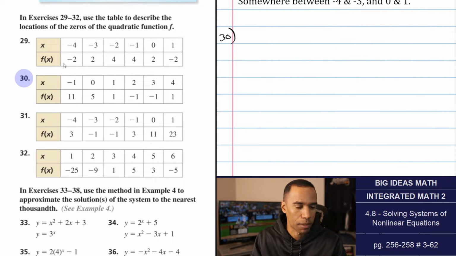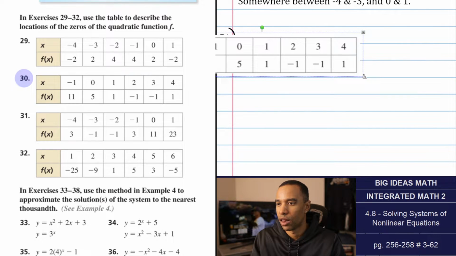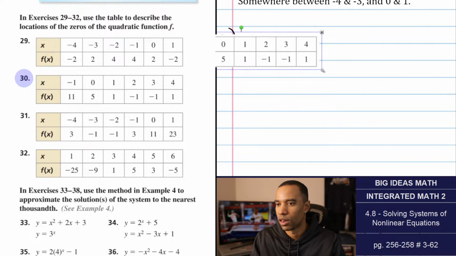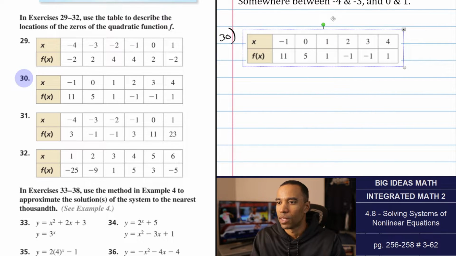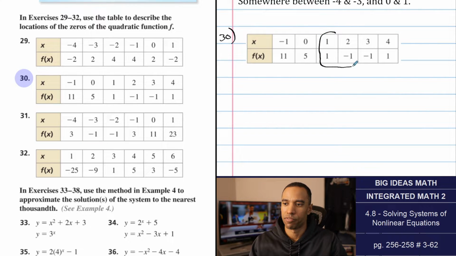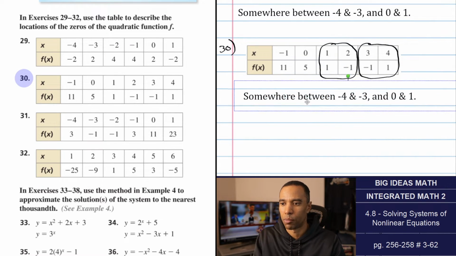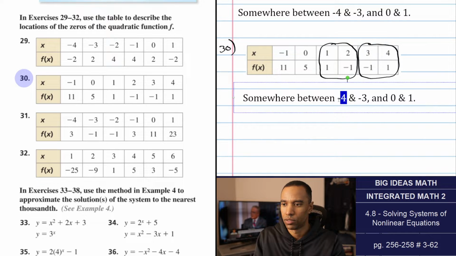All right, number 30. Let's copy this one over. All right. Here we go, between positive to negative. We hit 0 in between 1 and 2, and then we hit 0 between 3 and 4. So I think I'm just going to copy and paste what I said here before. Somewhere between 1 and 2.